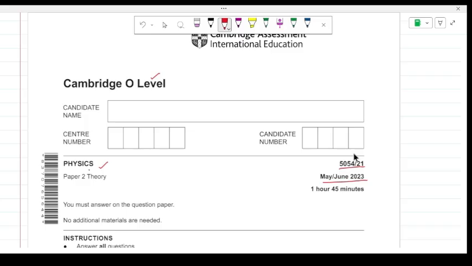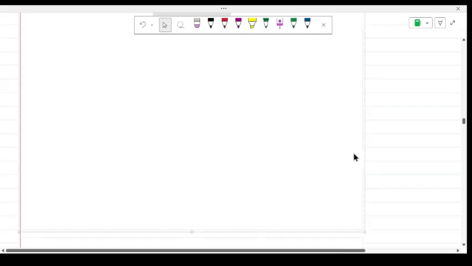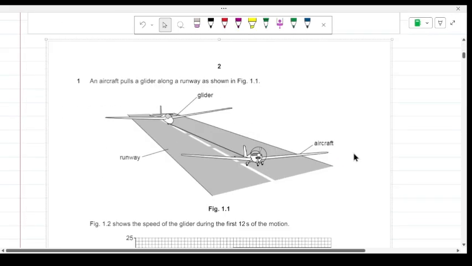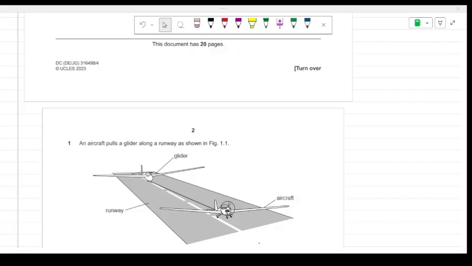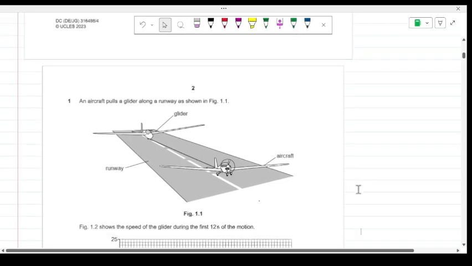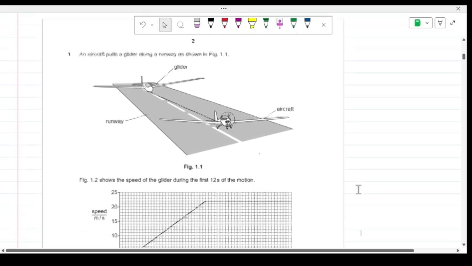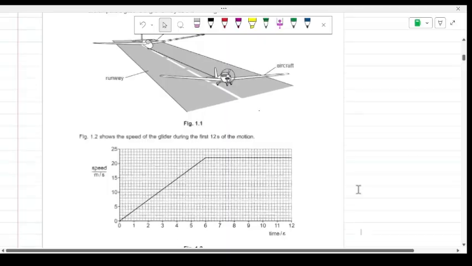Without wasting any further time, I assume you have read the instructions. So let's get started with question number 1. Question number 1 says an aircraft pulls a glider along a runway as shown in figure 1.1. It further says figure 1.2 shows the speed of the glider during the first 12 seconds of the motion.